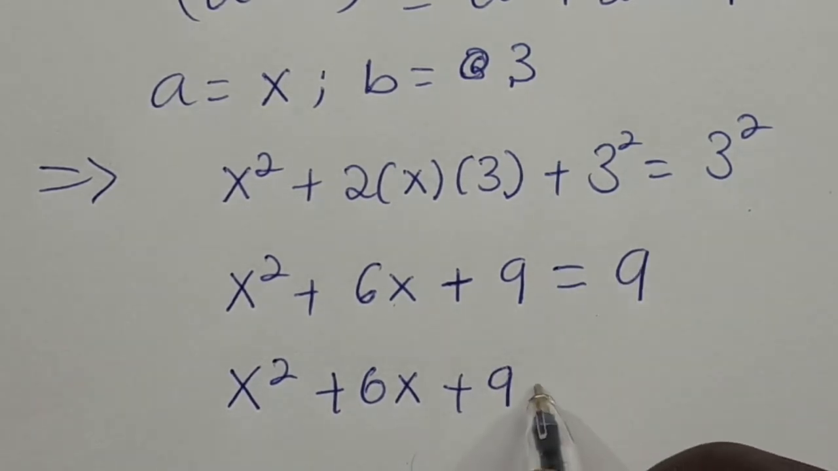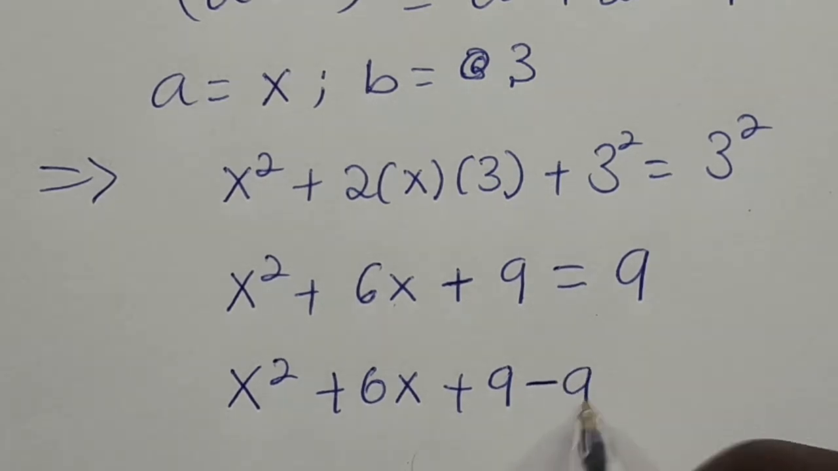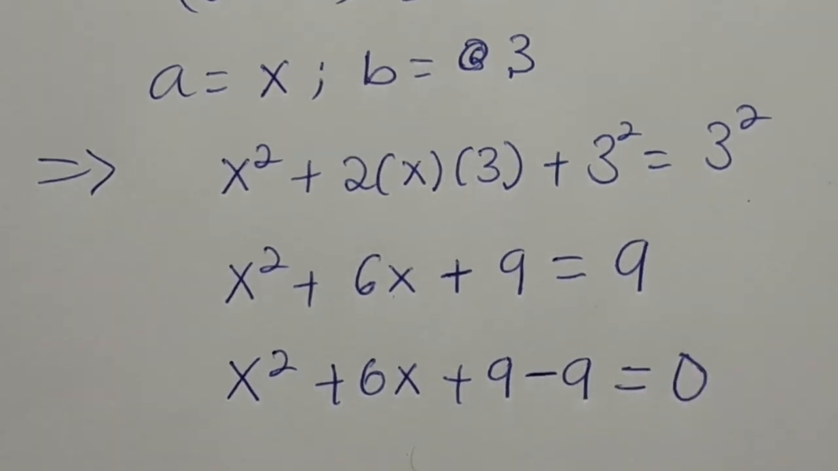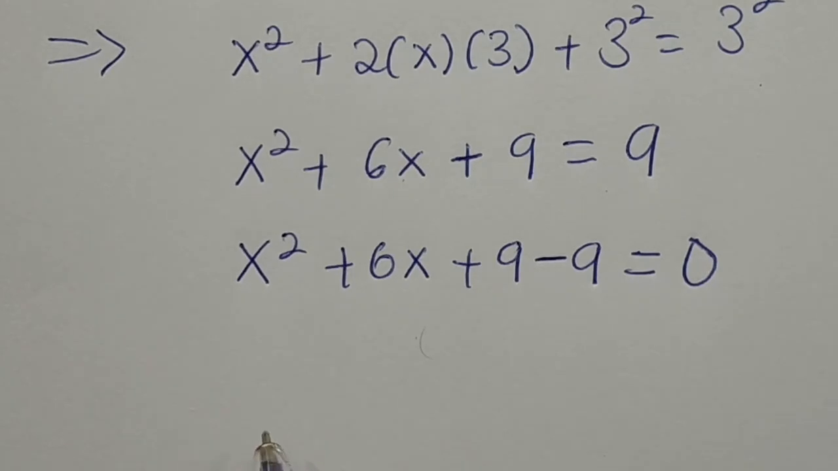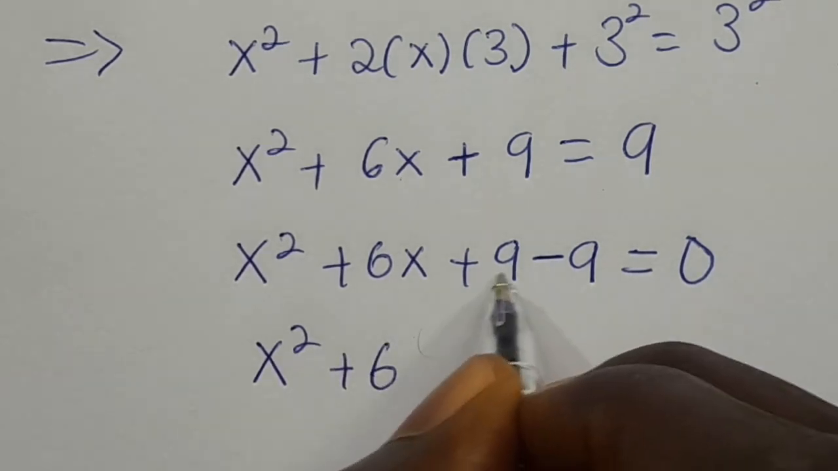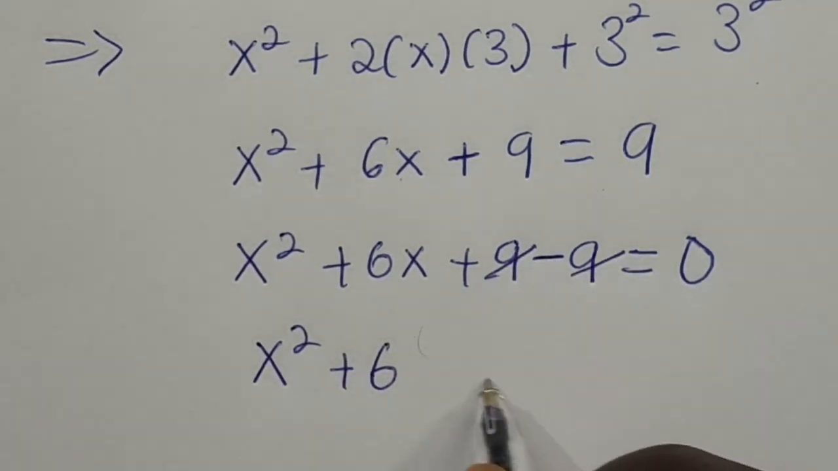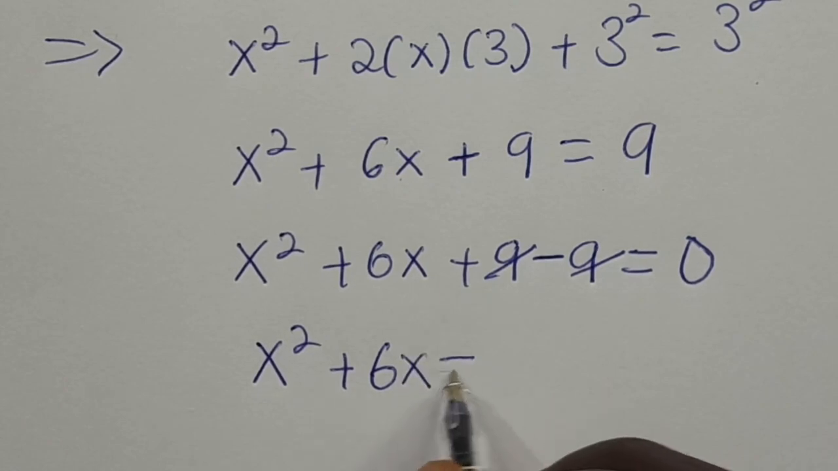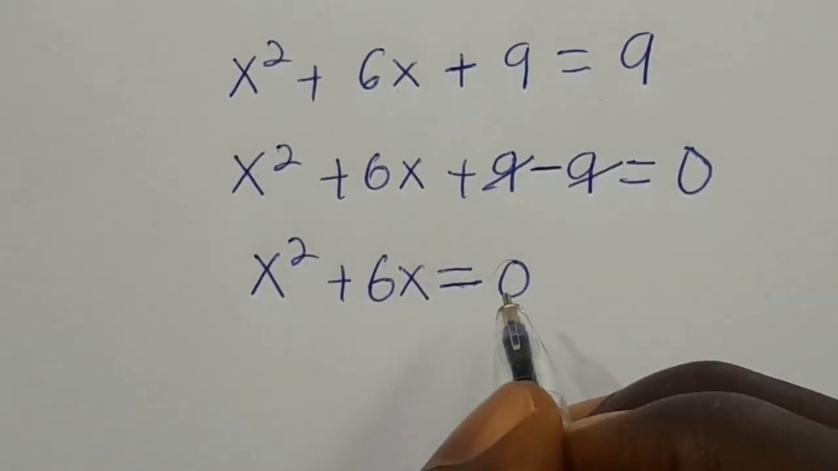Let's take this one to the other side. We are going to have it to be minus 9. Then let's set everything equal to 0. So from here we have x squared plus 6x. This and this will cancel, so we are going to be left with 6x and everything equals 0.